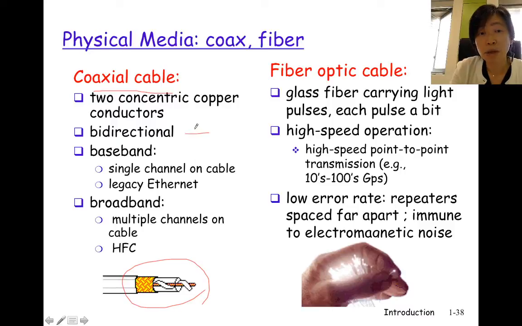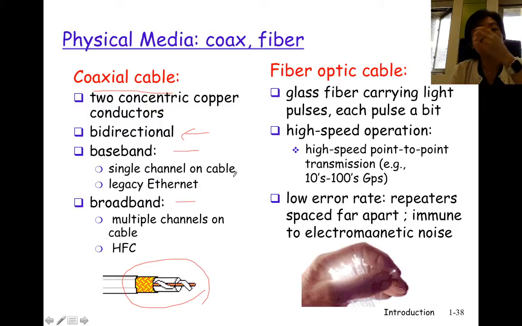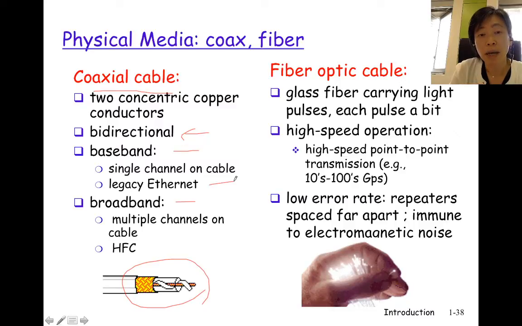The transmission goes bidirectional, and it operates in two modes. One is the baseband mode, the other is the broadband mode. In the older times, some of us used such a cable to do Ethernet transmission. It has only one channel on the cable, so you can expect that the transmission rate, the bandwidth, is very low.